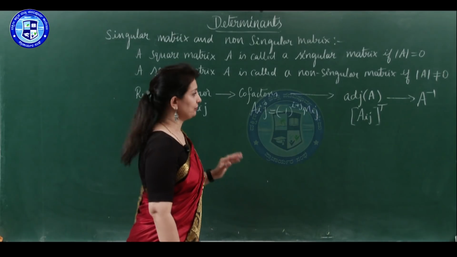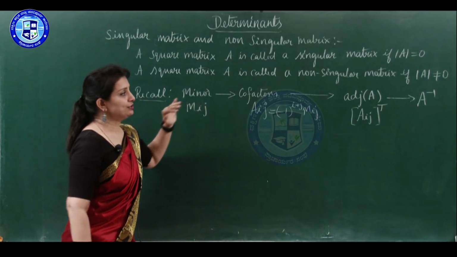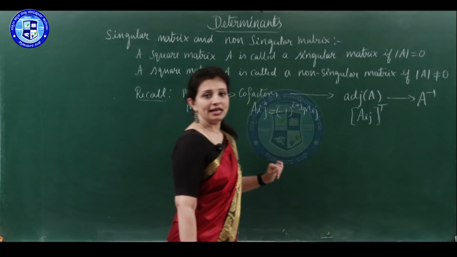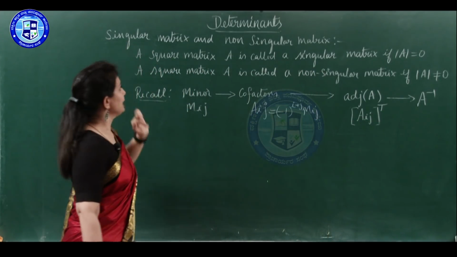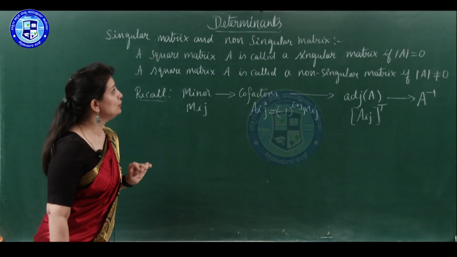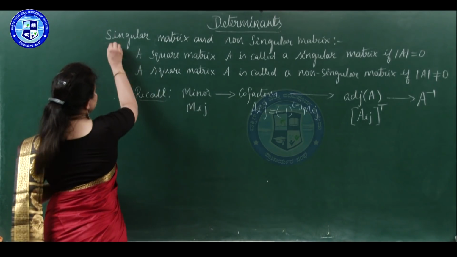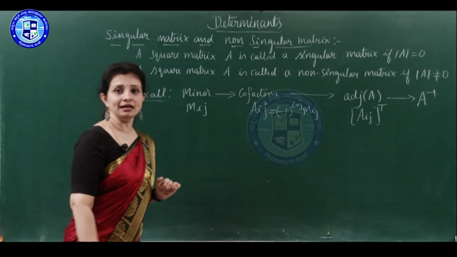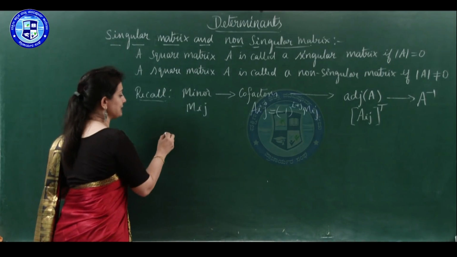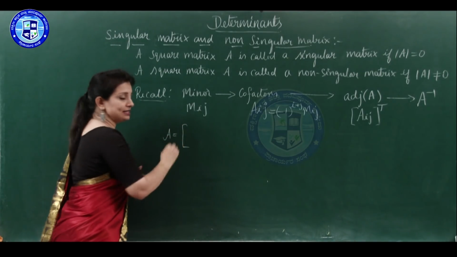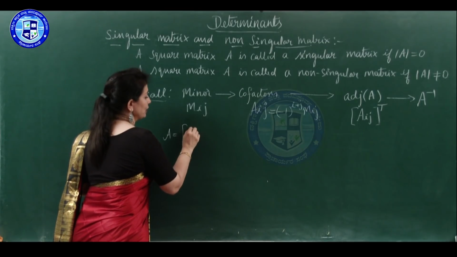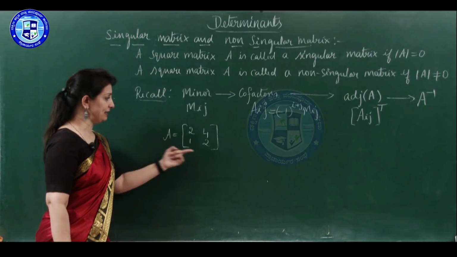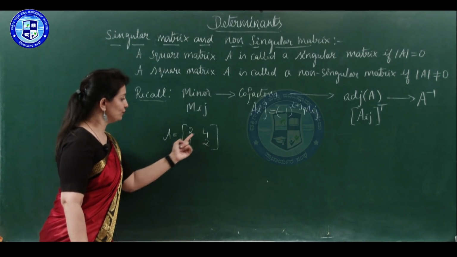Alright. Now, before going to find the inverse of a square matrix A, let us see what a singular matrix is and what a non-singular matrix is. Singular and non-singular matrices. Look at this example. Let A be a square matrix given as 2, 4, 1, 2.